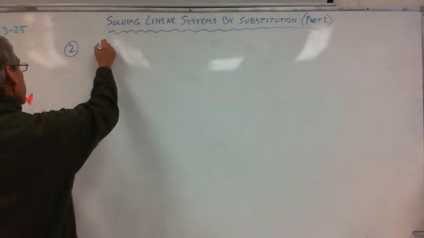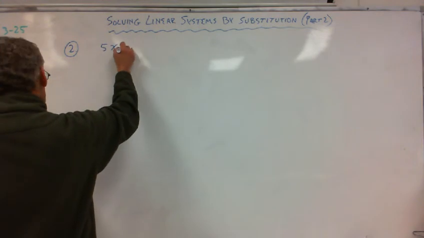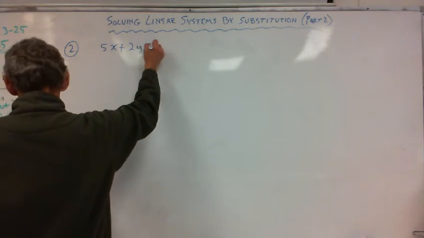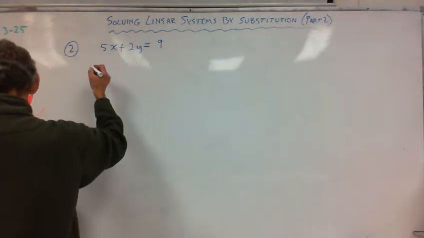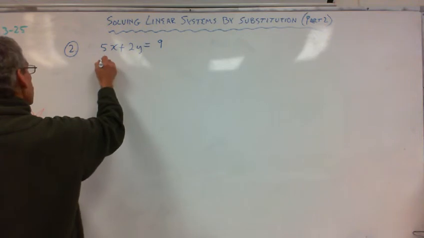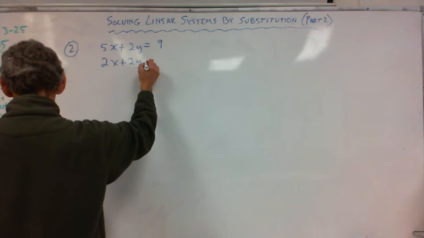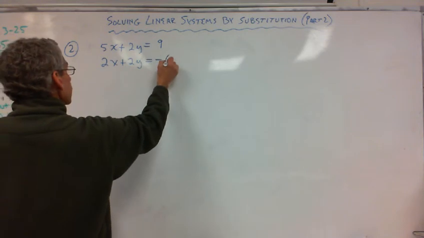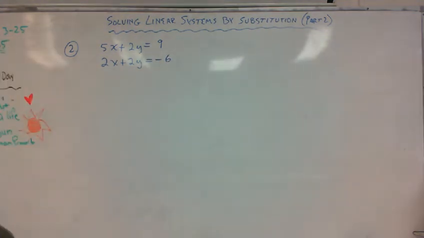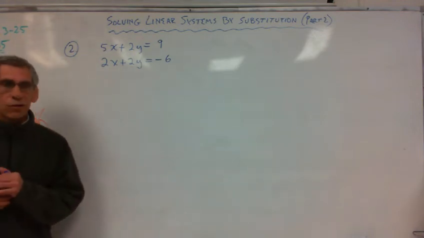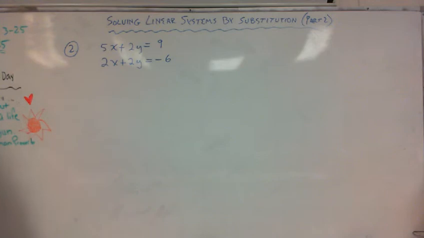Okay, we'll try this. 5x plus 2y equals 9, and 2x plus 2y equals negative 6. Ooh. All right, so that's kind of scary, right? I threw another curveball at you. Which one would be easier to convert to x equals or y equals, to manipulate?